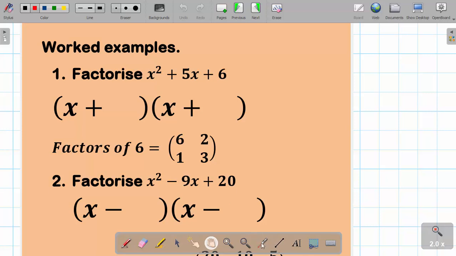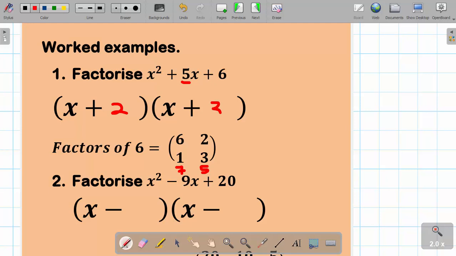Talk to me now. What is 6 plus 1? 6 plus 1 is 7. What is 2 plus 3? It is 5. Then after that, now check your middle term. Our middle term here is 5, which means that the correct pair which is going to come here is going to be the 2 and the 3. So you're going to write here your 2, then here your 3.